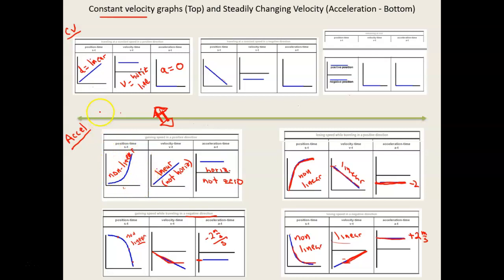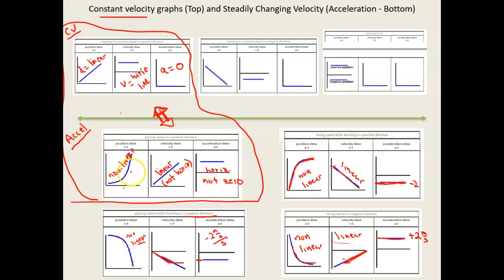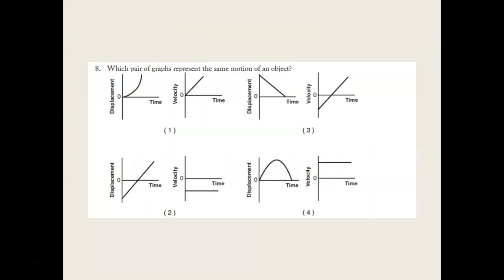All right, so you got to get this, this is it right here. If you get this relationship down, that when you're accelerating, you're going to see these shapes, and when you're at constant velocity, you're going to see these shapes, then you'll get all these questions right. All right, let's go to the next page.